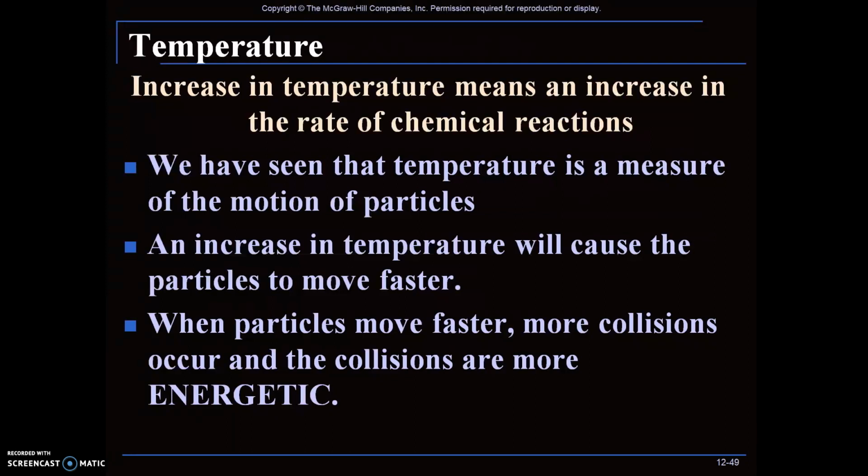The temperature. An increase in temperature means an increase in the rate of chemical reactions. We have seen that the temperature is a measure of motion of particles. An increase in temperature will cause the particles to move faster. When the particles move faster, more collisions occur, and the collisions are more energetic.